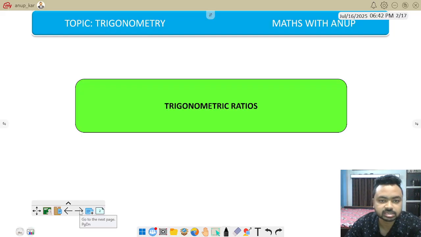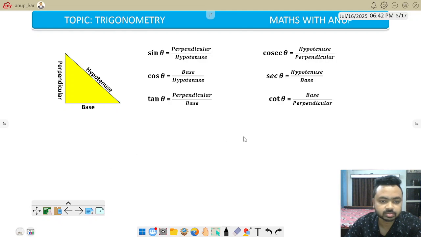So I am going to discuss the trigonometric ratios. To proceed to the trigonometric ratios, first of all we need to know about the right angle triangle. This chapter is based completely on the right angle triangle, and as we all are aware, the right angle triangle deals with the Pythagoras theorem.